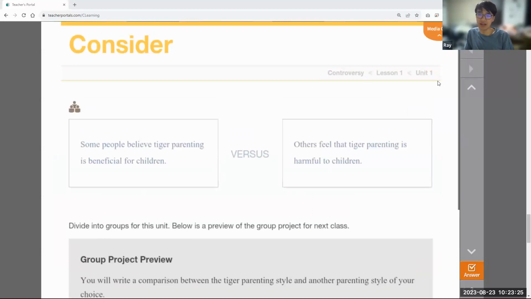Okay. So again, this is only Par and Birdie. Only Par and Birdie has this Consider page. EC4 to Bridge do not have it. Okay.